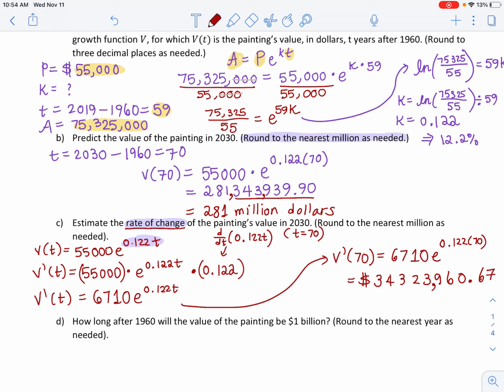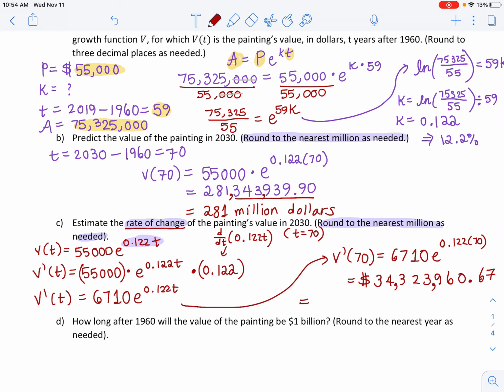Okay, I'm ready. So here we have it. I got 34 million. Now this is too big to be true, I feel like. But okay, maybe that is true because this painting is just so expensive. All right. So again, because it's so big, they wanted you to round to the nearest million as needed.